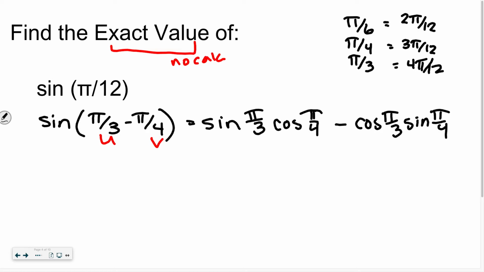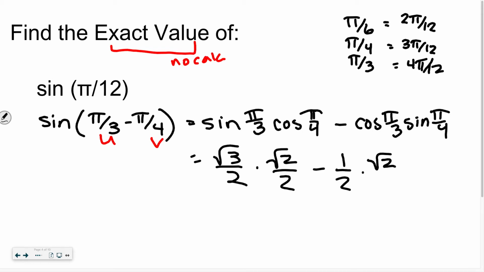Now, those are things you can evaluate from a unit circle, right? So what is the sine of pi thirds? Radical 3 over 2. Cosine of pi over 4. I love a pi over 4 angle. That's square root 2 over 2. Minus the cosine of pi thirds is 1/2. And the sine of pi fourths is square root 2 over 2 again.